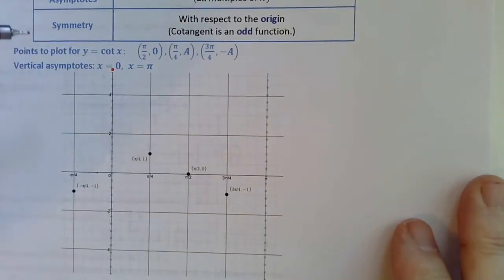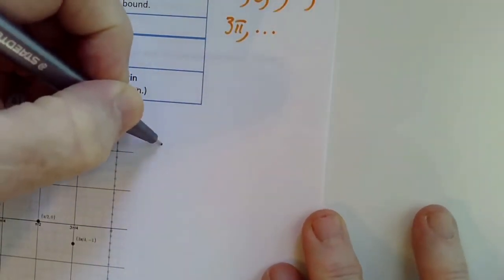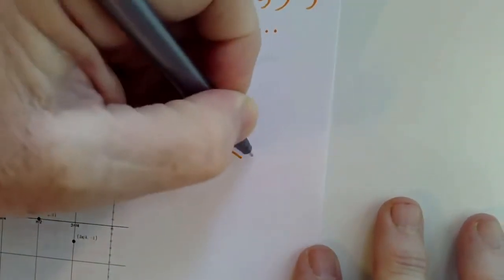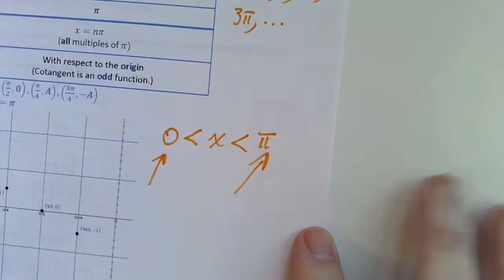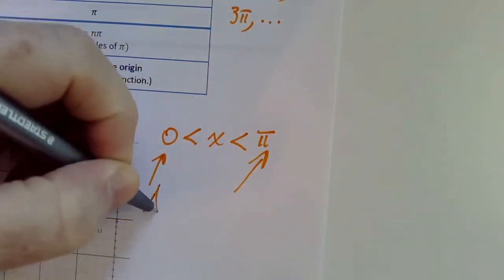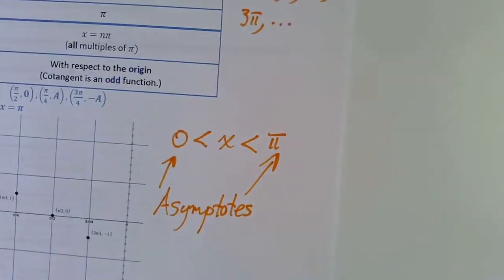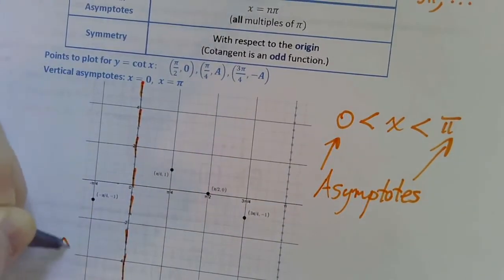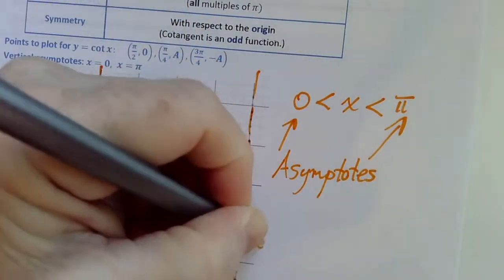So first of all, for the cotangent, we have the inequality 0 is less than x is less than pi, where 0 is the left asymptote and pi is the right asymptote. So I'm going to go ahead and sketch x equals 0 and x equals pi.